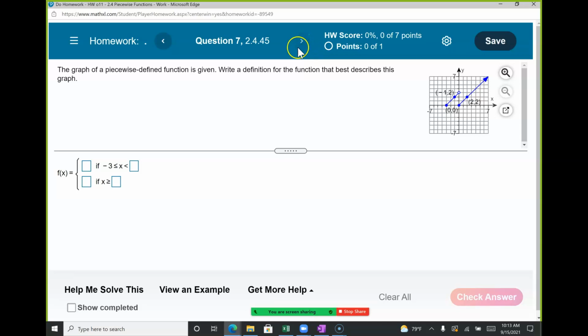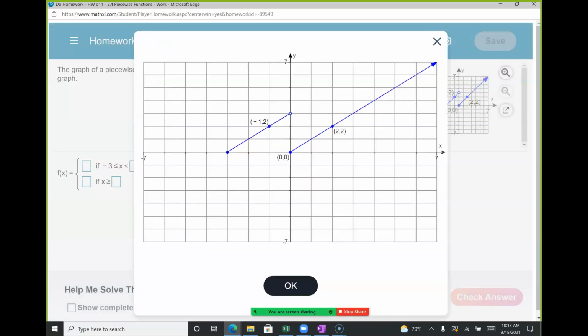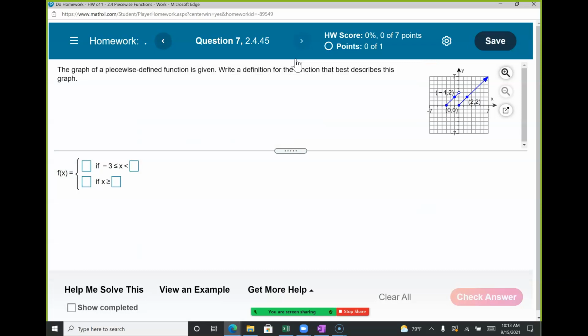I guess this one's okay to do. We'll do one more here. So they give me a graph, and they want me to create the piecewise function, right? They're giving me this graph, and they want me to create the piecewise function here. So I'm just going to take a quick photo of it, just so I don't have to keep looking back at it. So given a graph, create the piecewise function. I don't think this is difficult.